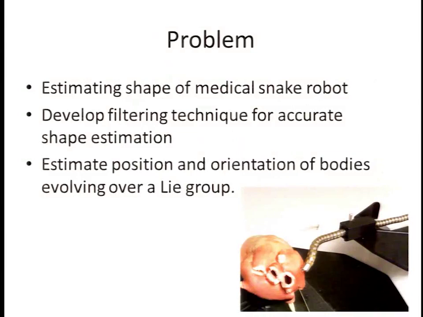It's very important for us to estimate the shape of the snake robot as it enters the body. To do that, we need to develop filtering techniques which can accurately estimate the shape, which further means we need to estimate the position and orientation of bodies evolving over a Lie group.